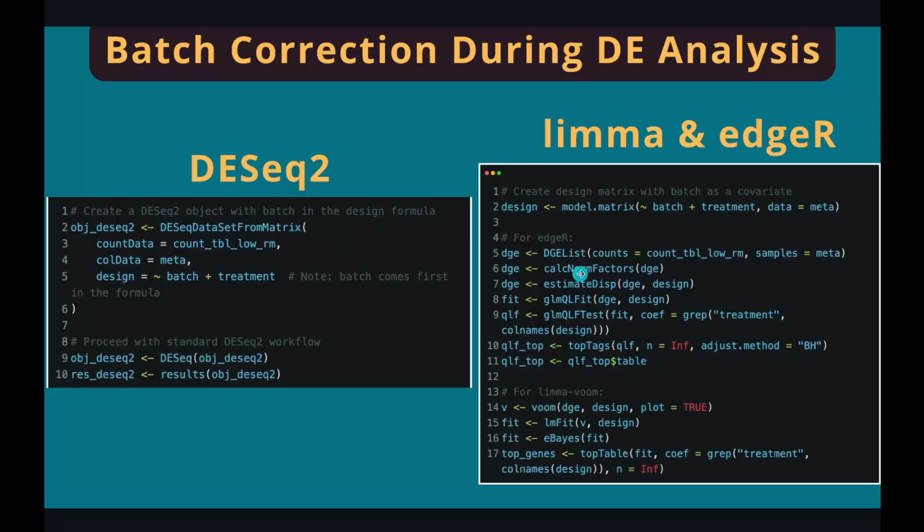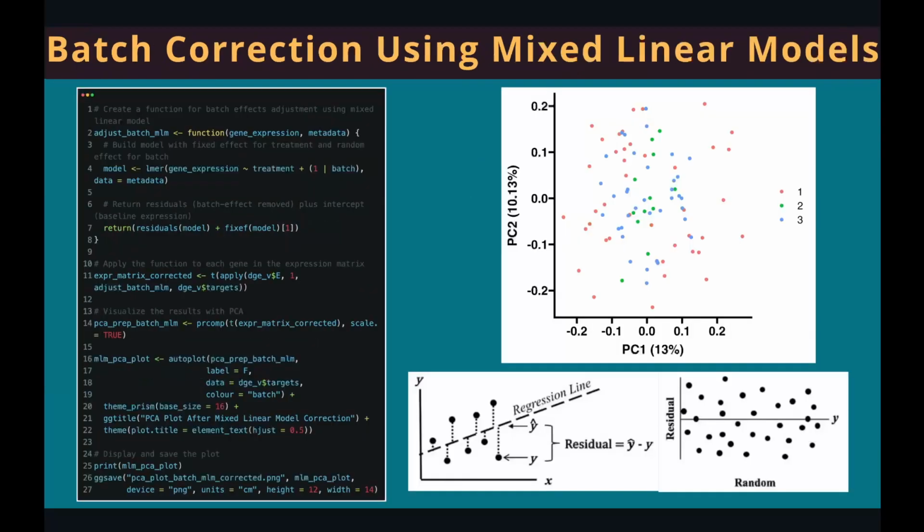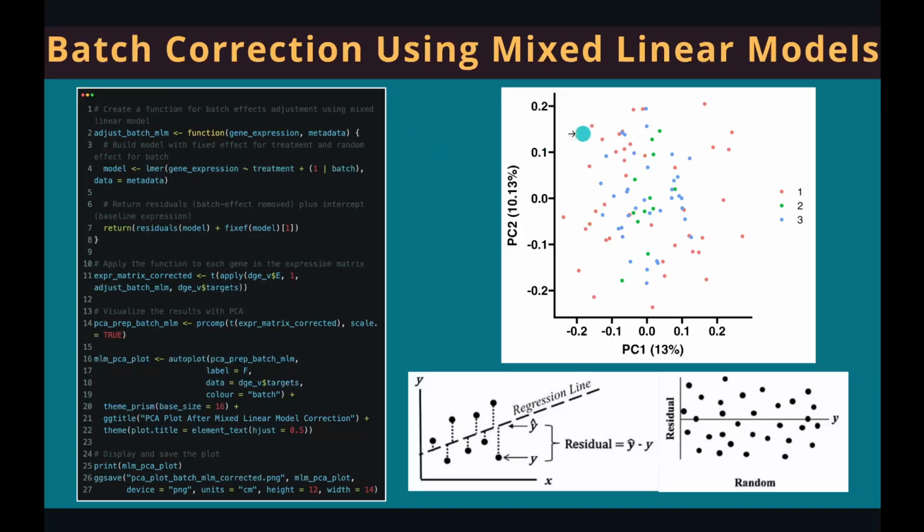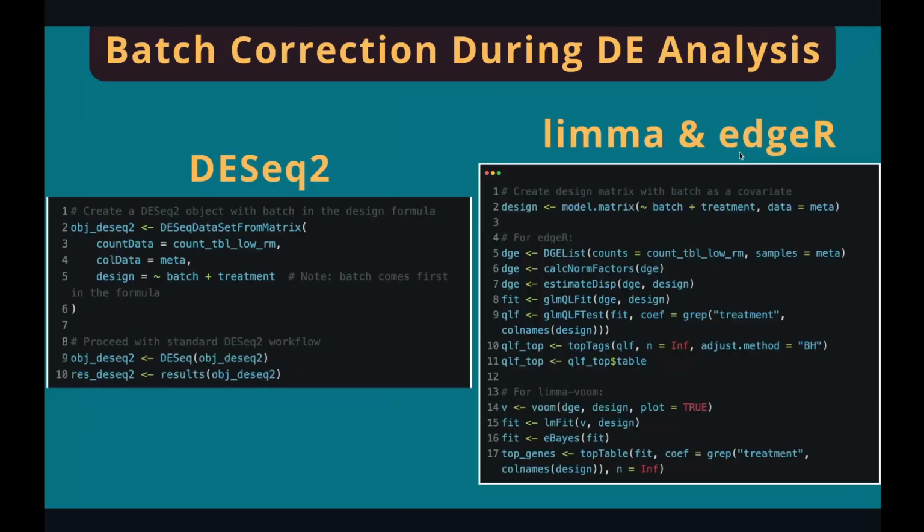So for all these 4 methods, this is actually the best way to adjust for batch effects. So if you want to use gene expression for other purposes, you can use either ComBat-seq or limma, but be cautious to use mixed linear model for batch effects adjustment. And that's all 4 ways to adjust for batch effects. Use this one if you are only doing differential expression analysis.